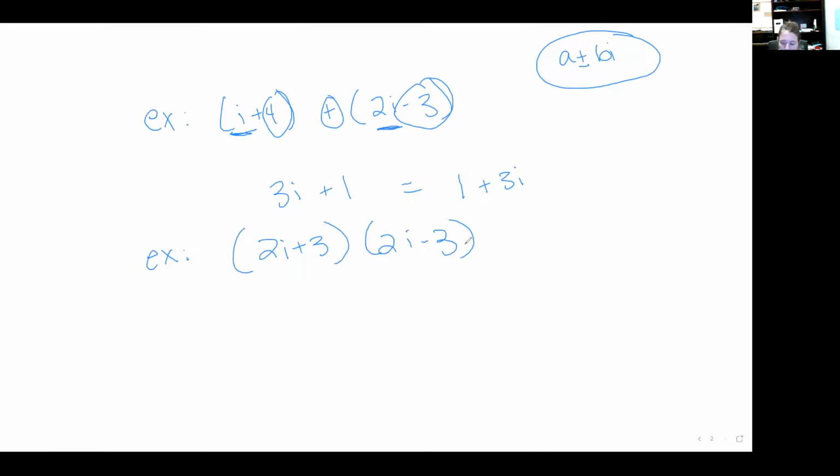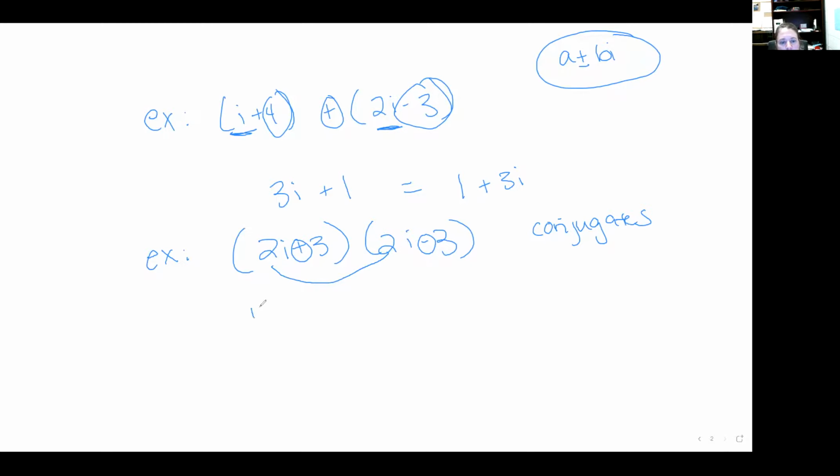Okay. You see what happens when I do, these are called the conjugates of each other. Okay. All this is in your book. Conjugates are when we have the same numbers, except we switch the signs here. Okay. So watch what happens. I'm going to do FOIL.